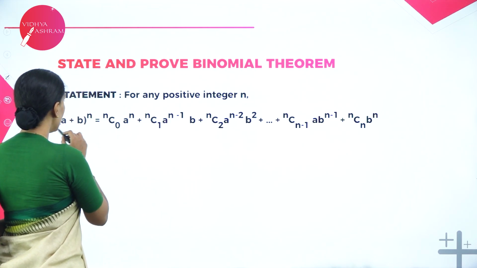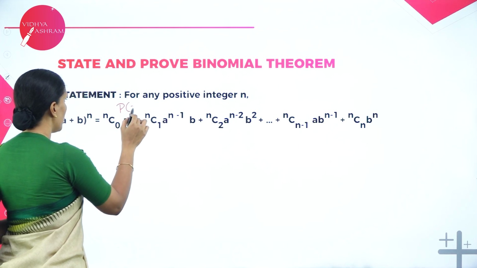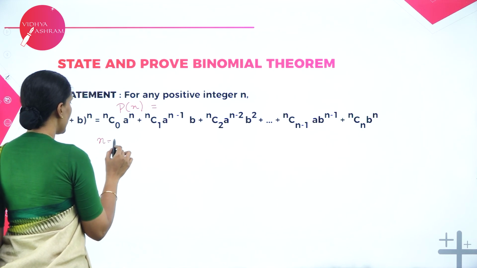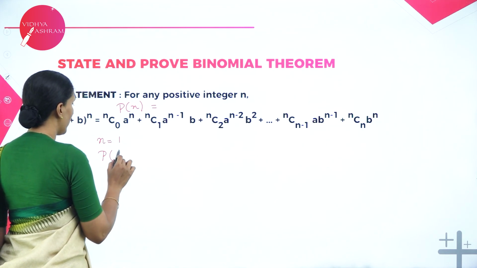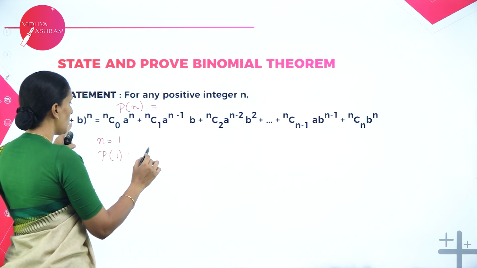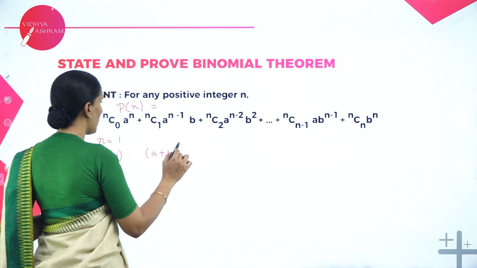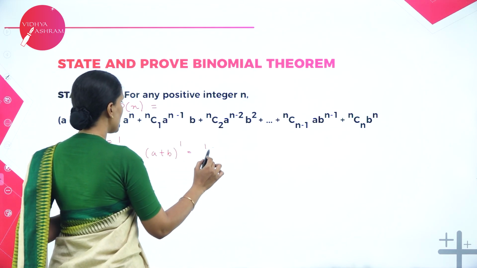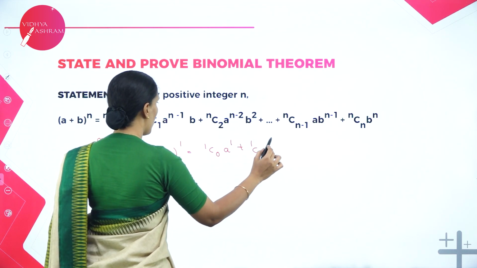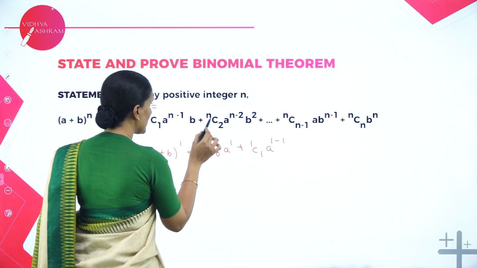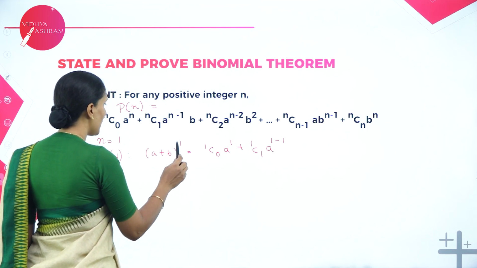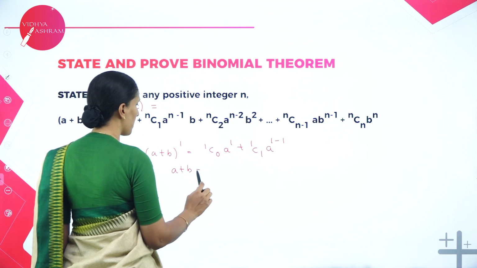Now let me consider this equation as P of n. I'm considering this equation as P of 1. So let us prove the result for n equal to 1. Then P of 1, the entire equation, the left hand side and the right hand side: (a plus b) whole to the power 1 is equal to 1C0 a to the power 1 plus 1C1 a to the power 1 minus 1. We can't go to 1C2 because r cannot be greater than n. So we'll stop here.